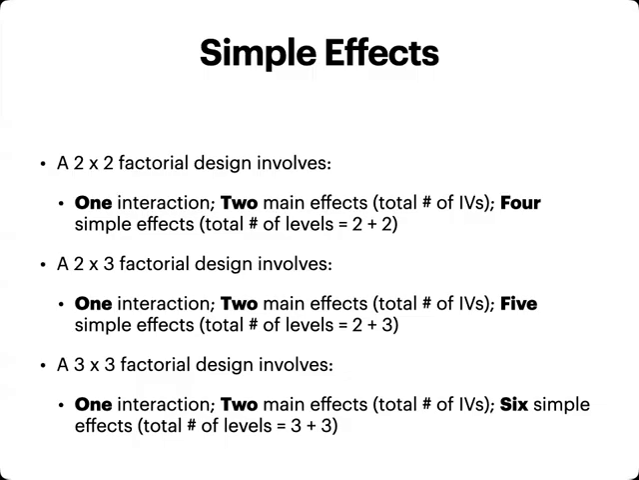For a 2 by 3 factorial design, we analyze one interaction, two main effects, since we have two independent variables, and five simple effects, since 2 plus 3 is 5. Finally, for a 3 by 3 factorial design, we analyze one interaction, two main effects, and six simple effects as 3 plus 3 equals 6. As demonstrated, the main effects count is directly related to the number of independent variables, whereas the number of simple effect analyses depends on the levels of those independent variables.